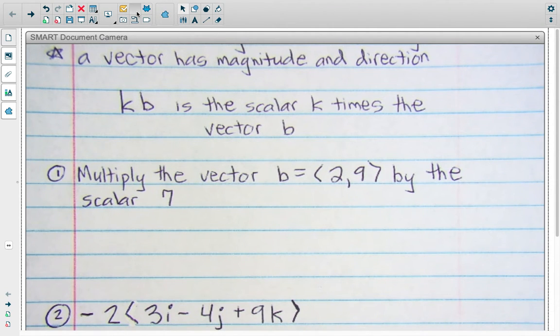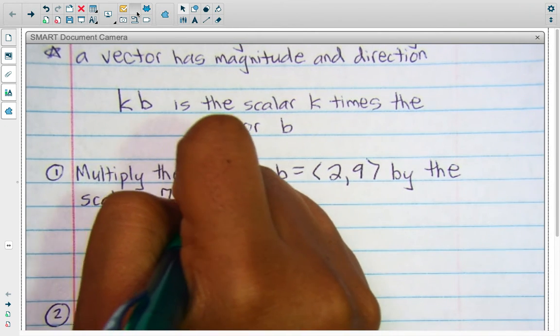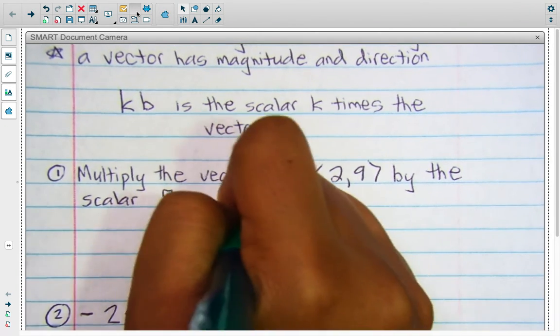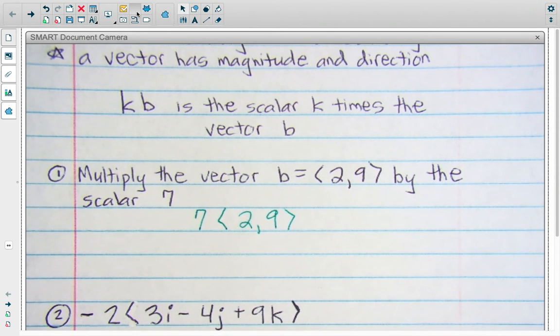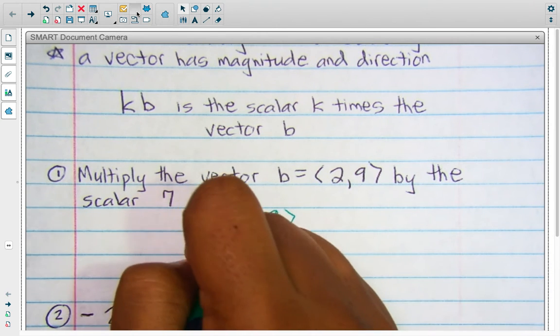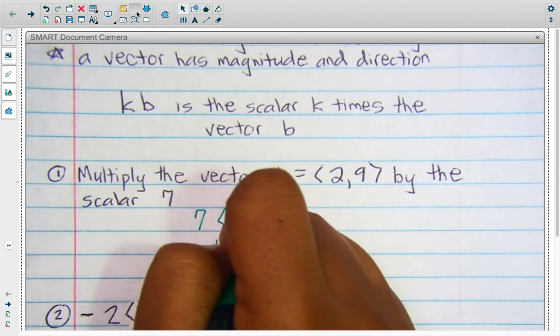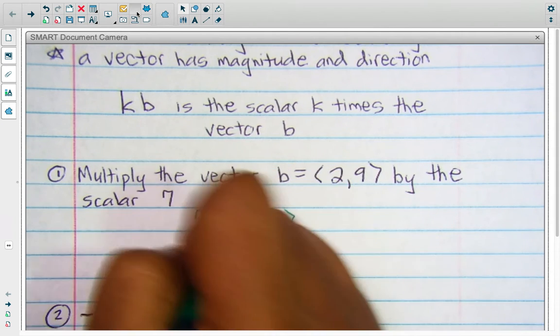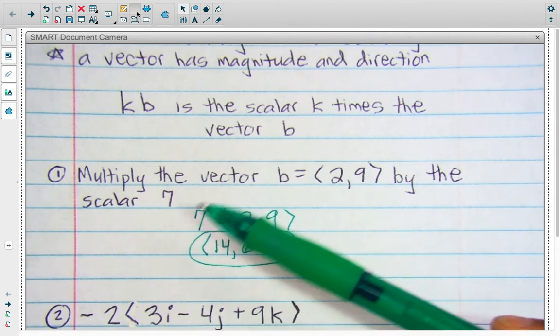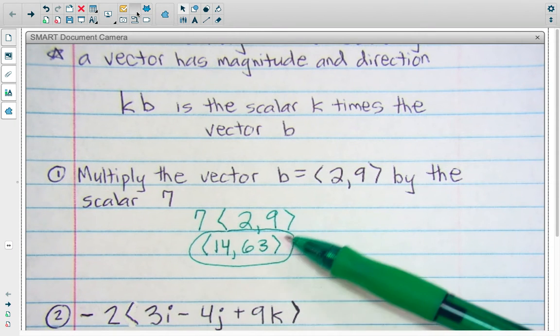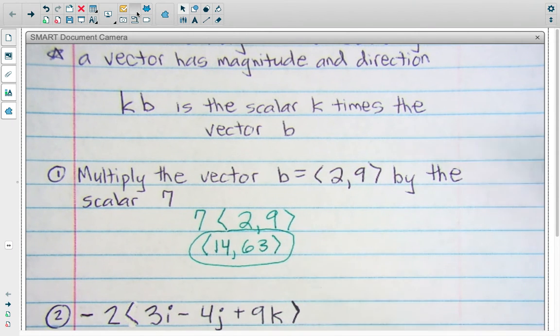Number 1 says multiply the vector b = <2, 9> by the scalar 7. All that means is to take 7 and multiply by <2, 9>. And we do the distributive property just like we've been doing for a while. 7 times 2 is 14. 7 times 9 is 63. And just like that, we have multiplied a scalar, in this case 7, by a vector <2, 9>.